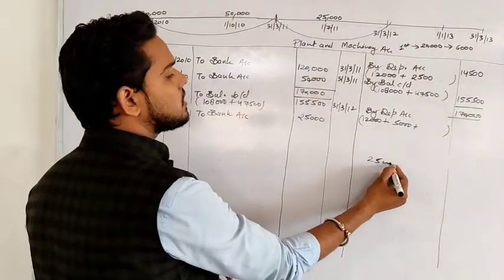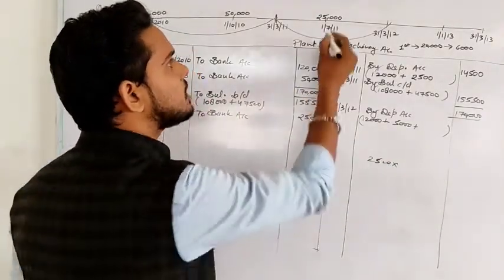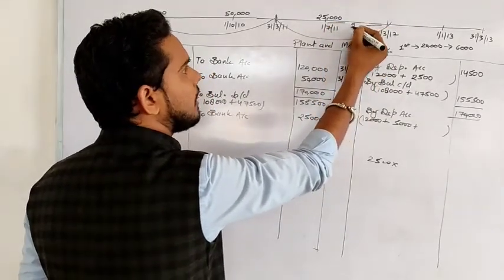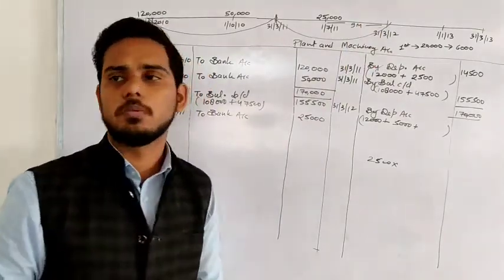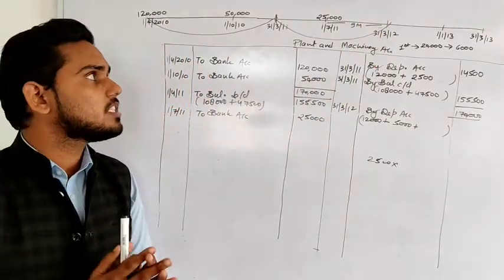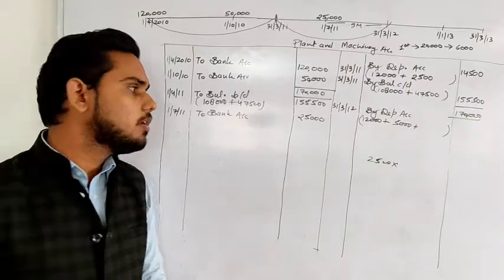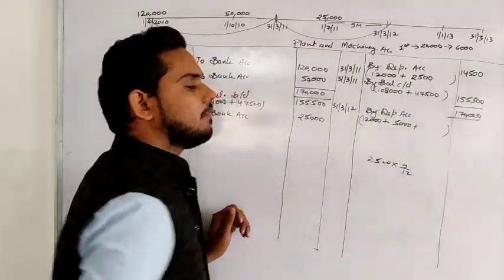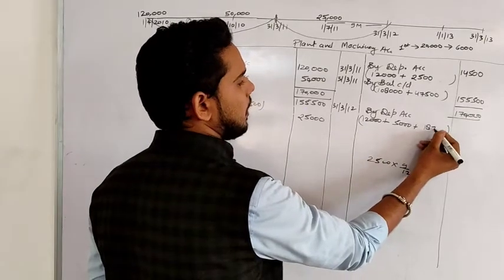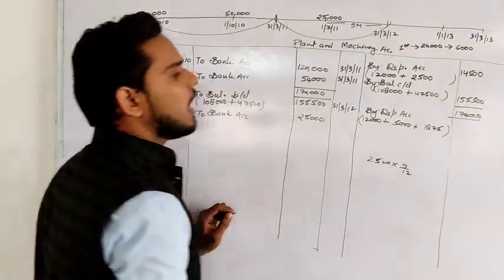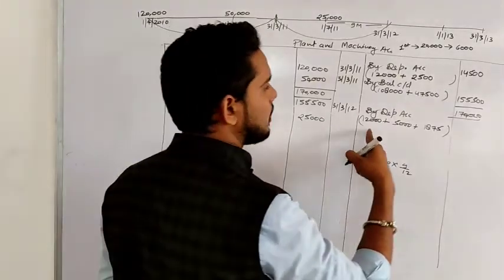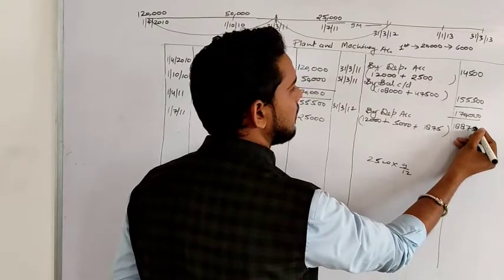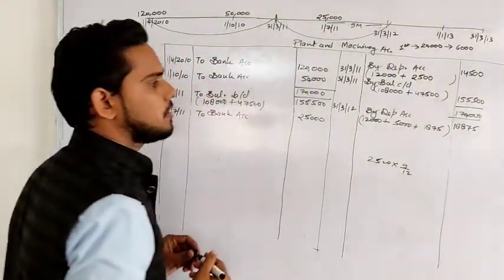But as we have purchased this machinery on 1st July, we'll charge depreciation from July to March. That will lead us to 9 months of depreciation. Okay. So we will charge depreciation for 9 months only. So if 2,500 is for the whole year, so 9 months will be 9 by 12. So this depreciation will be 1,875 rupees, and we can total these to find the total depreciation. So that will be 18,875 of total depreciation. Okay.